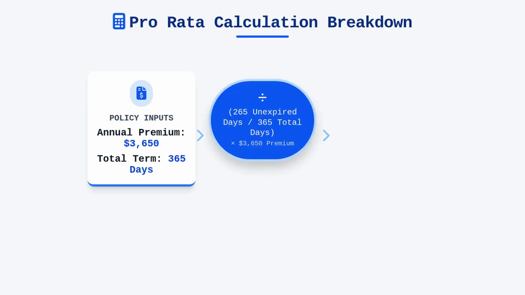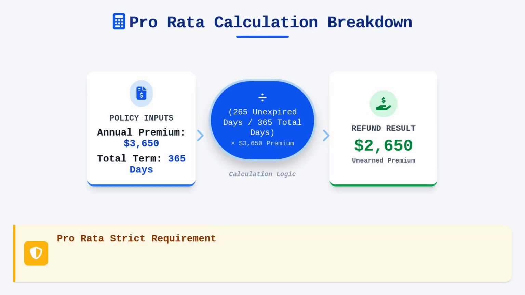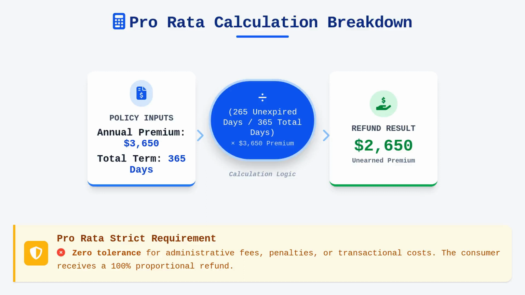This ratio is then multiplied by the total premium, meaning the calculation consists of 265 divided by 365 multiplied by $3,650. The resulting unearned premium refund due to the policyholder is exactly $2,650. Under a pro rata requirement, the insurance carrier is strictly prohibited from assessing administrative fees, penalties, or transactional costs against this unearned premium balance, ensuring that the consumer receives an unpenalized, proportional refund of their money.